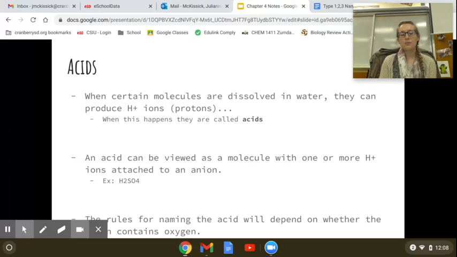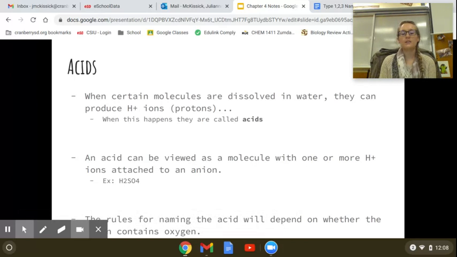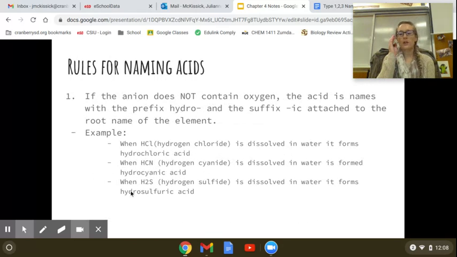Okay, so an acid can be viewed as a molecule with one or more H plus ions attached to an anion. So in H2SO4, SO4 is your polyatomic ion, and it's attached to 2 H plus ions. How we name this is going to depend on whether or not there is oxygen present in the anion, and that's what that last bullet is saying. So when we are looking for acids, we need to see whether this H plus is acting as the cation. If it is, it's going to be an acid, and we need to name it like an acid.